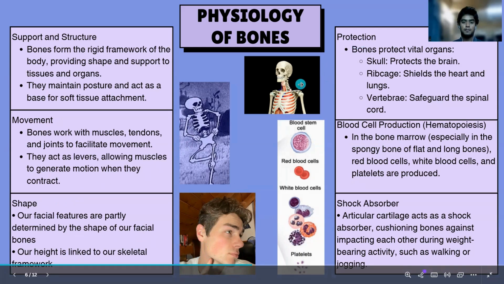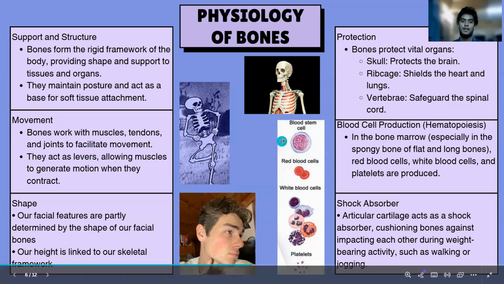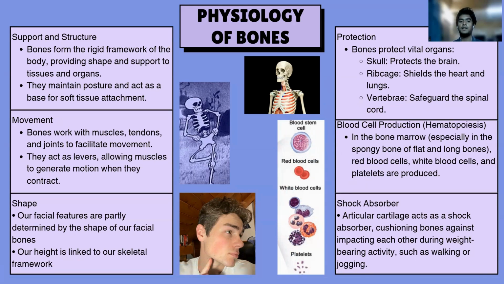Next, our bones also function as protection, which protects vital organs. So for example, the skull protects the brain, the rib cage shields the heart and the lungs, and also the vertebra, which is the most important one, safeguards the spinal cord. Our bones also function in blood cell production. In the bone marrow, red blood cells, white blood cells, and also platelets are produced. Lastly, the bones also function as shock absorbers. So for example, when they are walking or jogging, this cartilage acts as a good shock absorber.